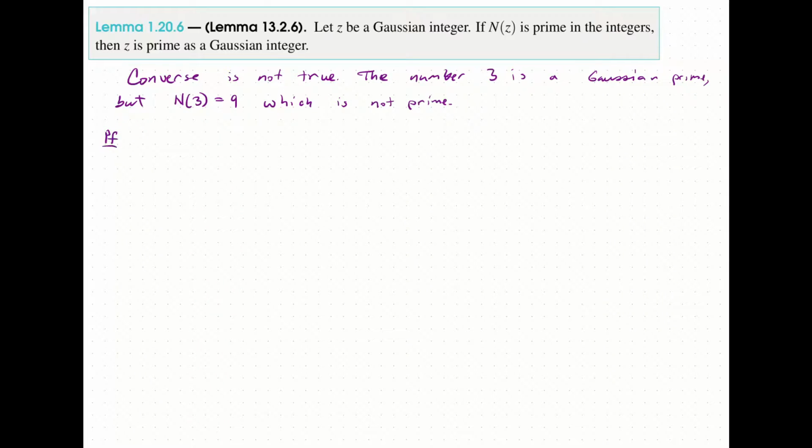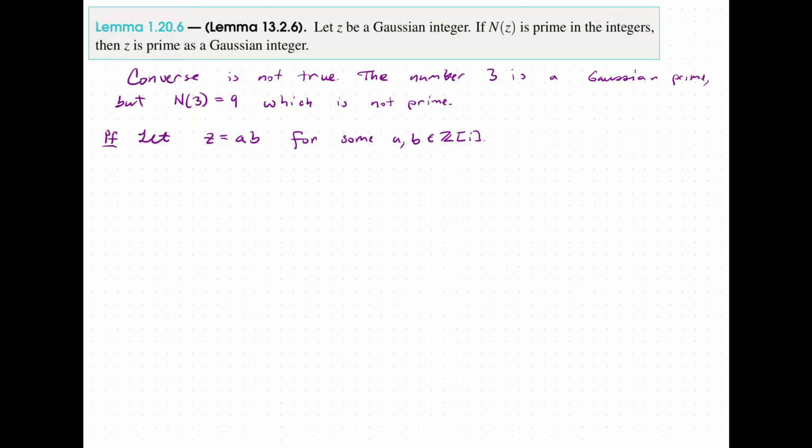So we know that the norm of z is prime in the integers. The way we're going to do this is by using the definition of what it means to be prime over the Gaussian integers. Specifically, let z be equal to a times b for some a and b in the Gaussian integers. And recall that the way that we define a Gaussian integer to be prime is that whenever we have this equation, z is equal to a times b, then a is a unit or b is a unit. So we want to show that.